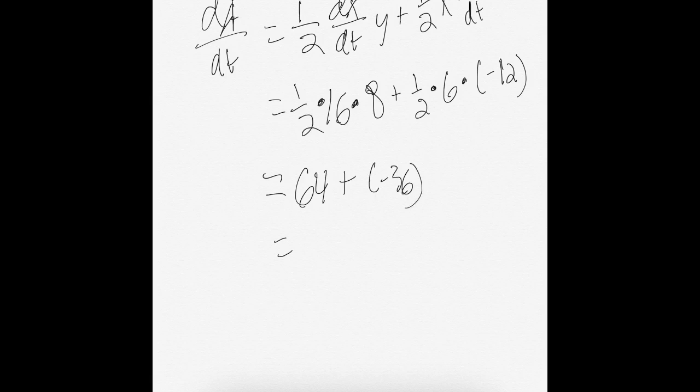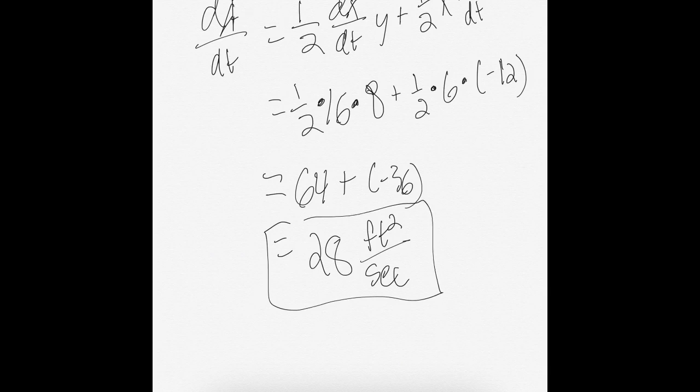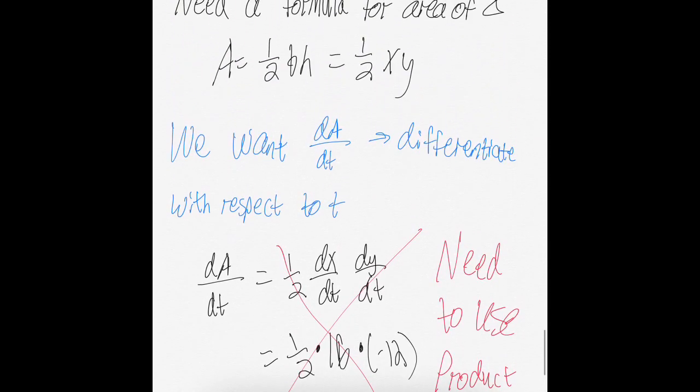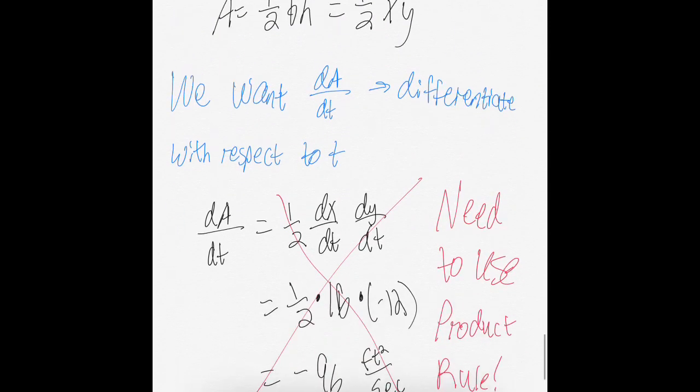Now we're cooking. This first part comes out to 64. Second part, 6 times 12 is 72. Cut that in half and negate it, -36. I'm pretty sure that we should be at 28 feet squared per second. Let me double check myself this time. Yes, sir, 28. In this case, feet squared per second is our unit because we're looking at area.